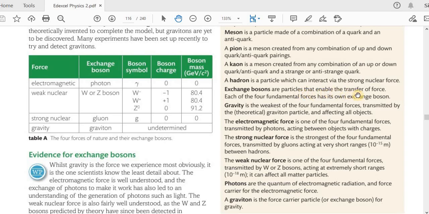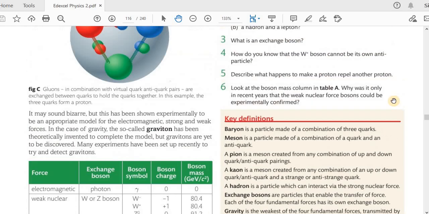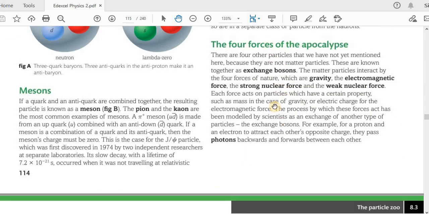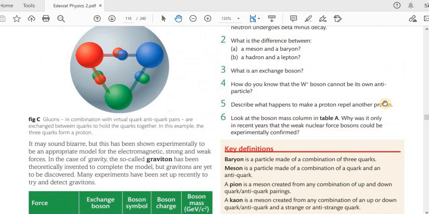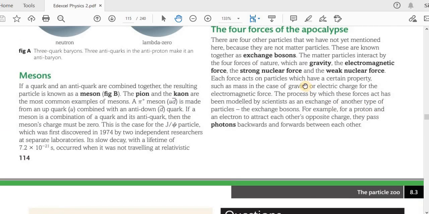Exchange bosons are particles that enable the transfer of force. Each of the 4 fundamental forces has its own exchange boson. For more details you can see this part. Remember, particles interact by the 4 forces of nature, which are gravity, the electromagnetic force, the strong nuclear force and the weak nuclear force. Exchange bosons are particles that enable the transfer of force. Each of the 4 fundamental forces has its own exchange boson. Like I said, the details are here.